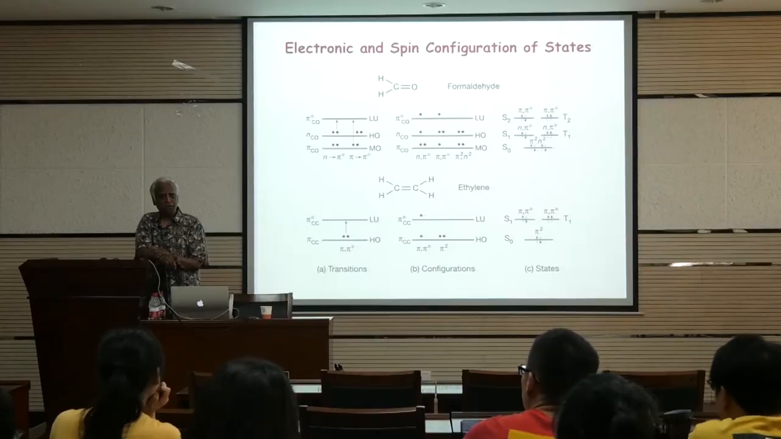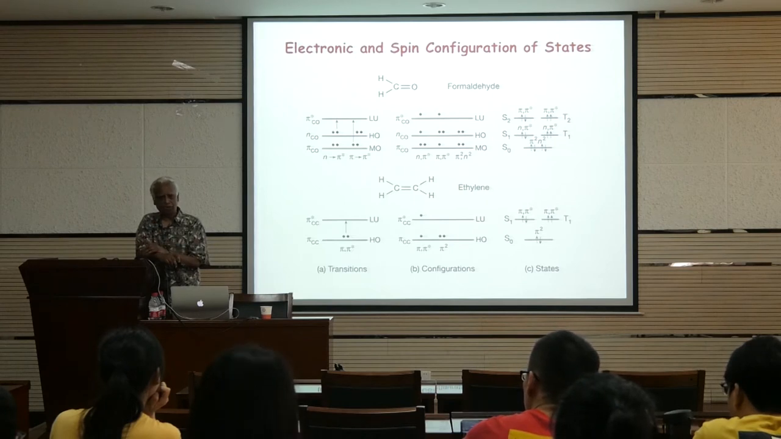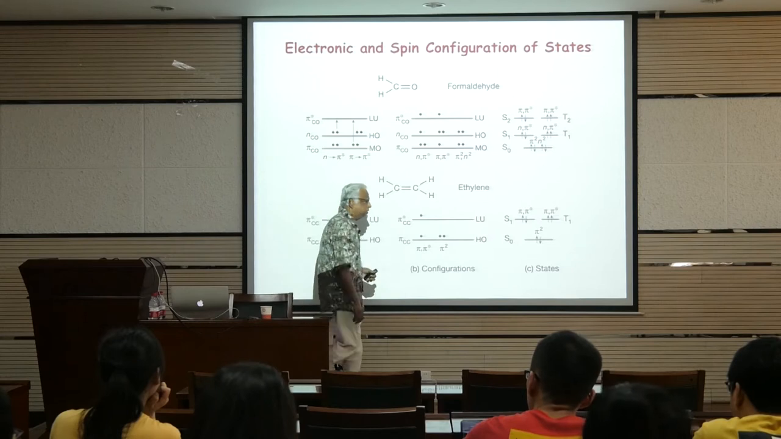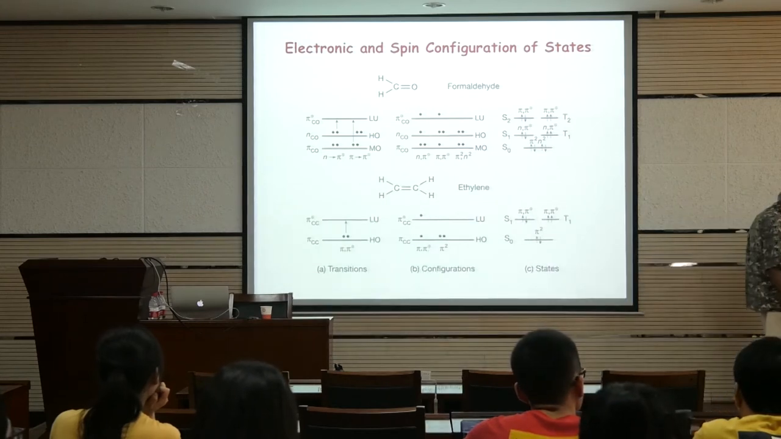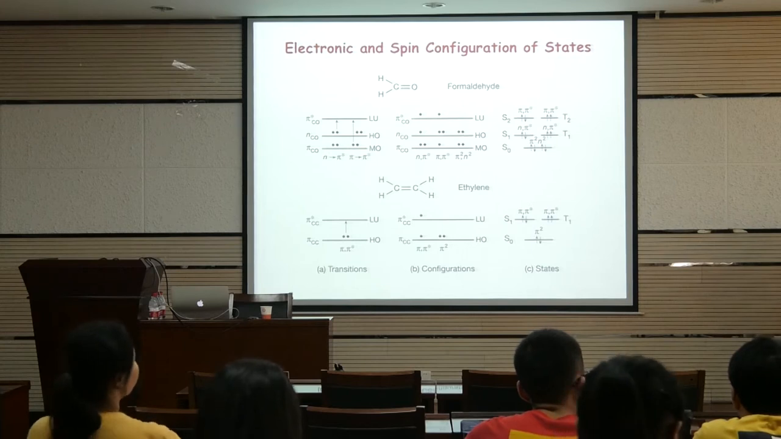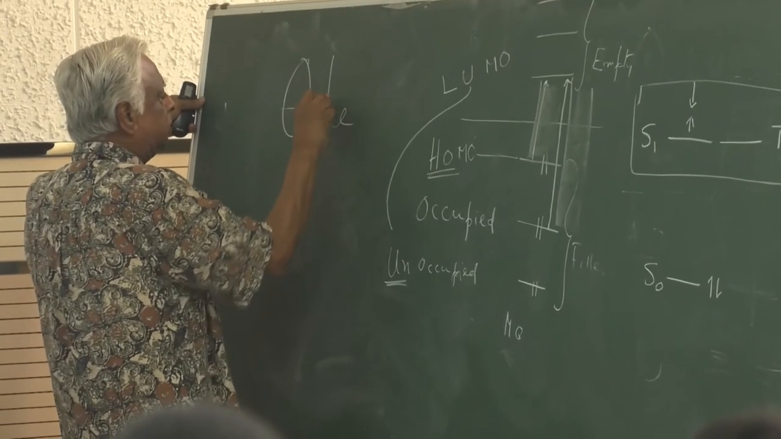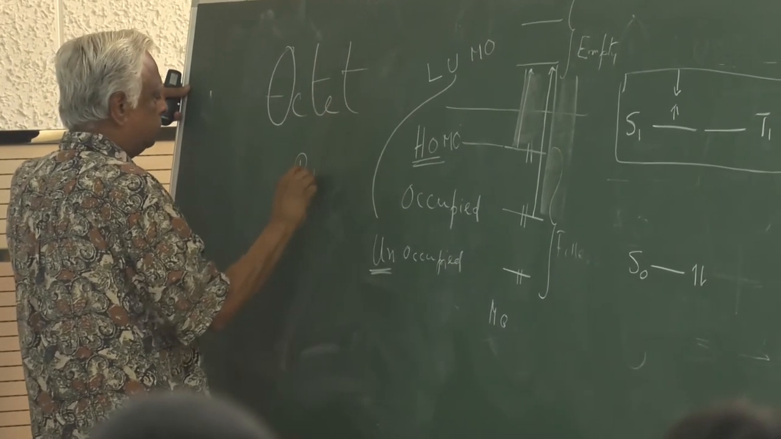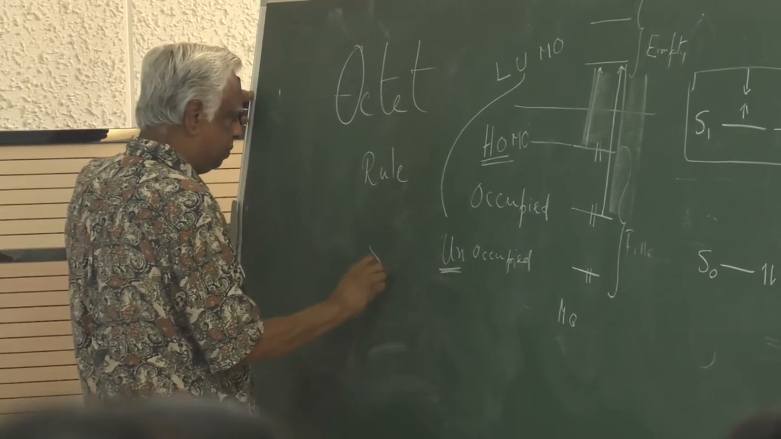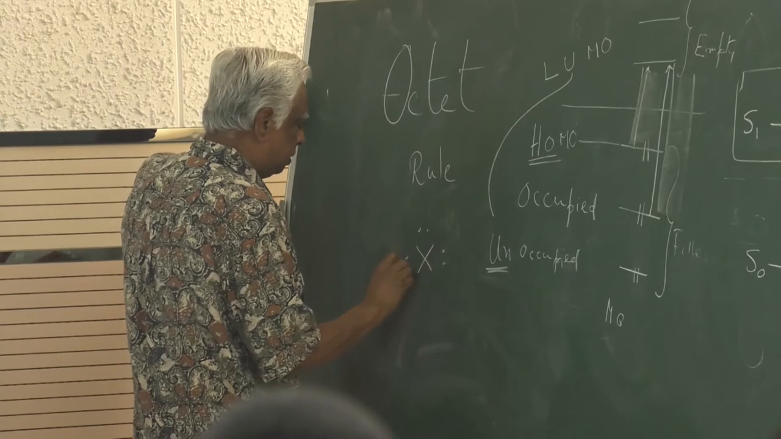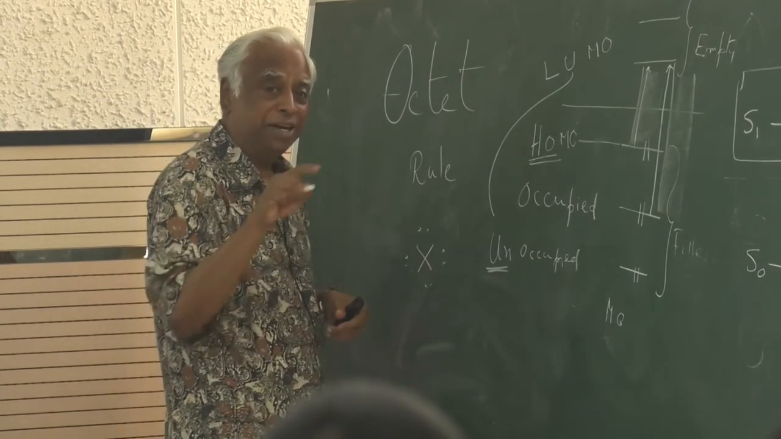Now, when you study organic chemistry in the undergraduate, when you learn some textbook, for the first few chapters, you will learn this octet rule. Do you know what is an octet rule? I don't know what you call this in Chinese. I am 100% sure you know what is octet rule. So if you have an atom, it will have eight electrons around each atom.